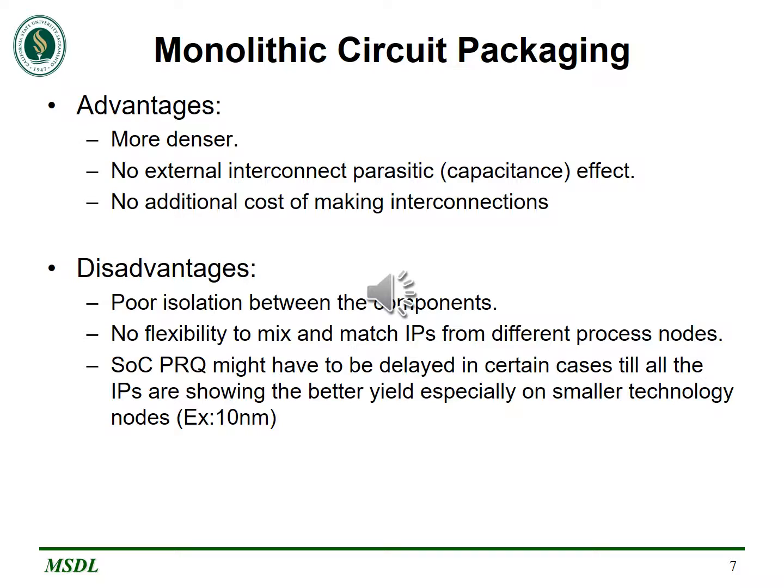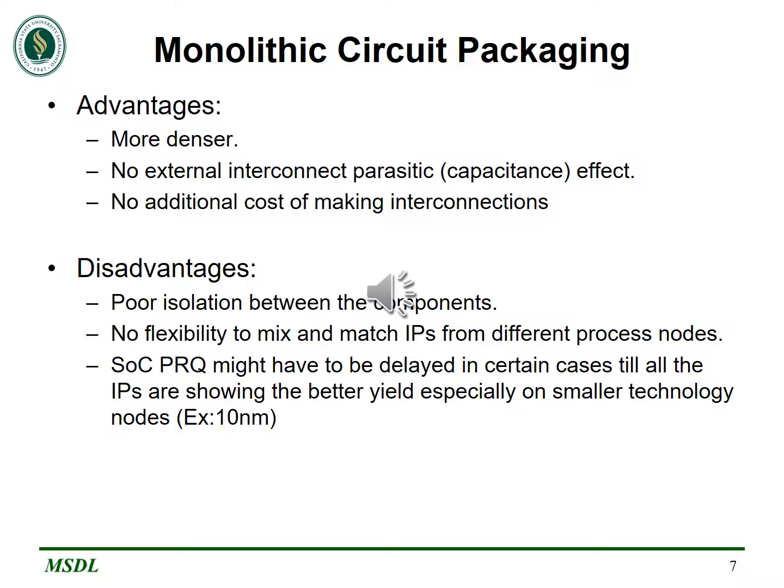This slide gives a clear sight of advantages and disadvantages of monolithic circuit packaging. Coming to the advantages, we can clearly see it's more dense and has no external interconnect parasitic effect, and also no additional cost of making interconnections. Whereas coming to the disadvantages, it has poor isolation between components and there is no flexibility to mix and match IPs from different protocol nodes, unlike heterogeneous. And we can also see system on chip production might have to be delayed in certain cases till all the IPs are showing better yield, especially on the smaller technology nodes.